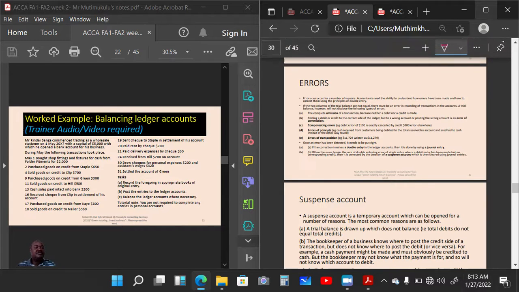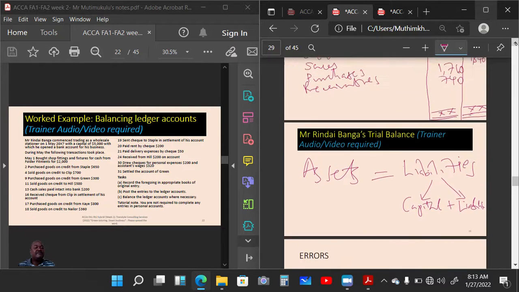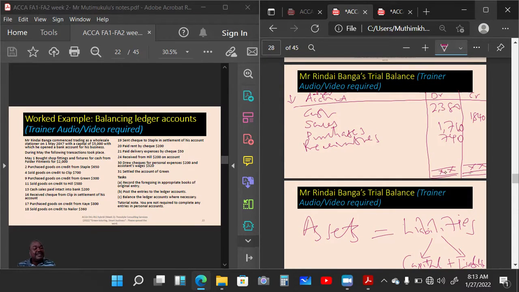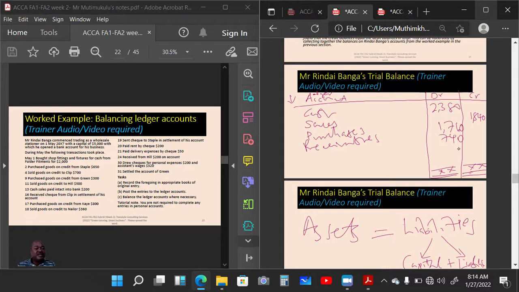In this case, your trial balance should balance. However, sometimes you discover that you have done everything correct, everything is fine. You are convinced that everything is fine, but the debit and the credit are not balancing. So what happens is you create a suspense account. It is a temporary account just to make sure that the trial balance balances.